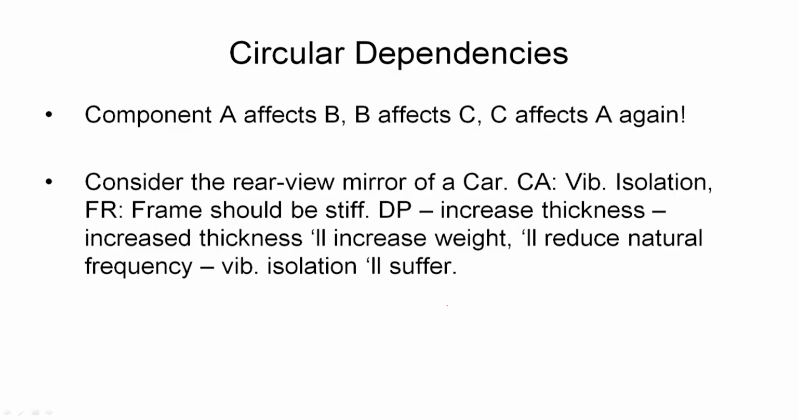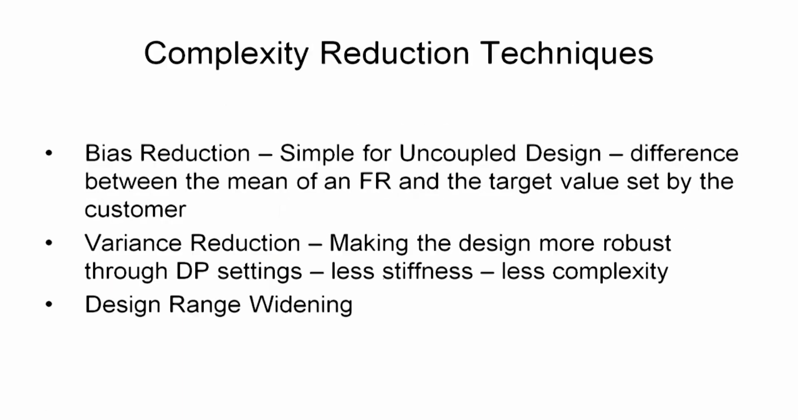Second possibility is circular dependency, that is component A affects B, B affects C, but C affects A again, like the rear view mirror design of a car. Your vibration isolation is the perspective, you make the frame steep, increasing the thickness is the design solution, and if I increase the thickness, the natural frequency will come down, which means there will be more vibration, it will suffer. So, this becomes circular dependency, and you have to be alert of that. Secondly, there will be some bias, some variance, some design range widening, which are the complexities that you have to take care of.